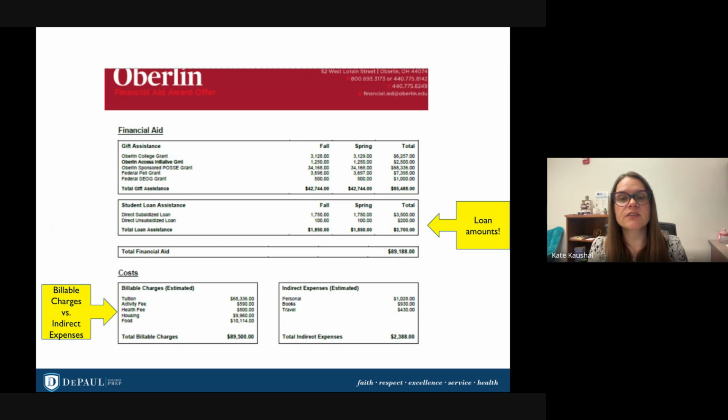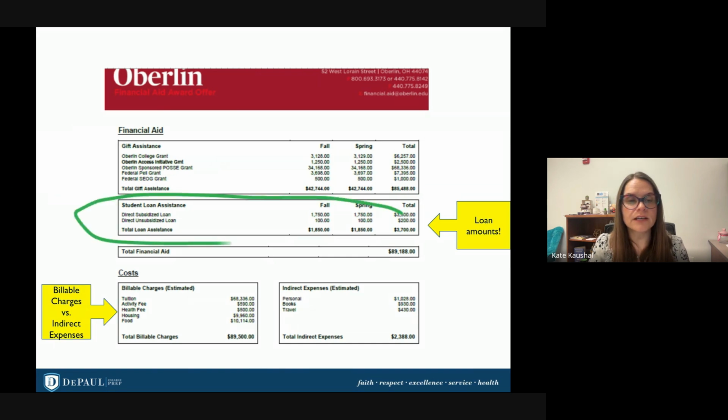For Oberlin specifically, it is very expensive. It's almost $90,000, compared to our two peers earlier. But they are also very generous with their grants and scholarships. So for this particular student, they have a total gift assistance of over $85,000. Some of it is based on need, so they meet full Pell, but they got some additional scholarship money and some grants based on need too. They were still offered loans, but not the full amount.